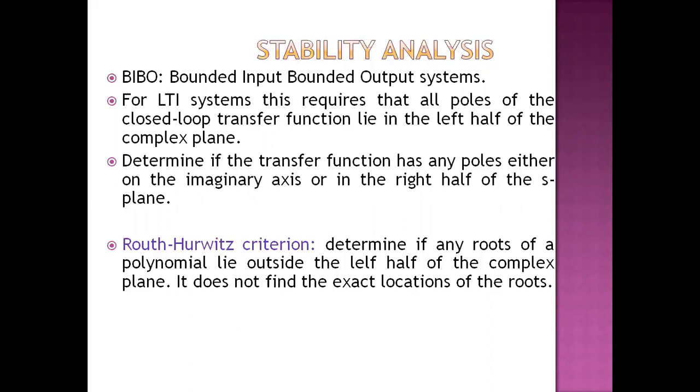If the poles are located in the right half of the S plane, the system is unstable. If the poles are located on the imaginary axis, the system is marginally stable, and if the poles are located in the left half of the S plane, the system is stable. So, the Routh-Hurwitz criterion determines if any roots of a polynomial equation lie outside the left half of the complex plane, but it does not find the exact location of the roots. It can find only whether the roots are lying in the left or right half of the S plane or on the imaginary axis.